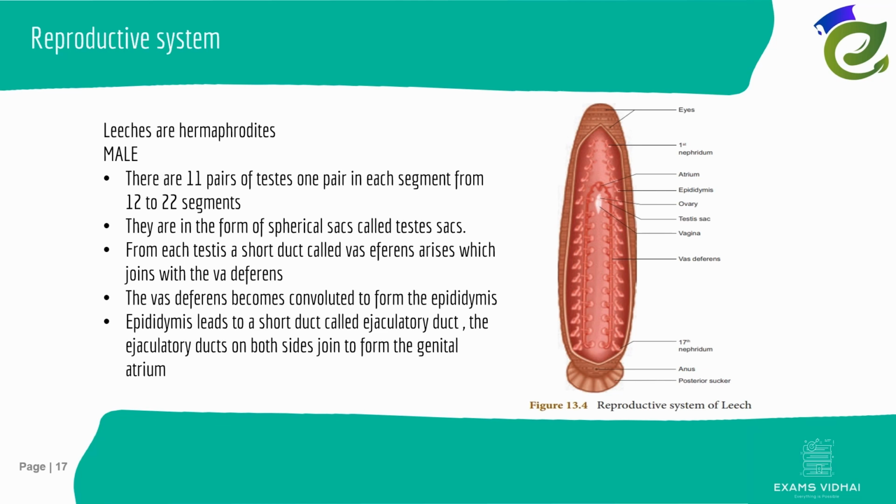They are in the form of spherical sacs called testis sacs. From each testis, a short duct called the vas efferens arises, which joins with the vas deferens. The vas deferens then becomes convoluted to form the epididymis. The epididymis then leads into a short ejaculatory duct. The ejaculatory ducts on both sides join to form the genital atrium. This atrium then consists of two regions: the coiled prostate glands and the penis sac consisting of the penis that opens through the male genital pore.